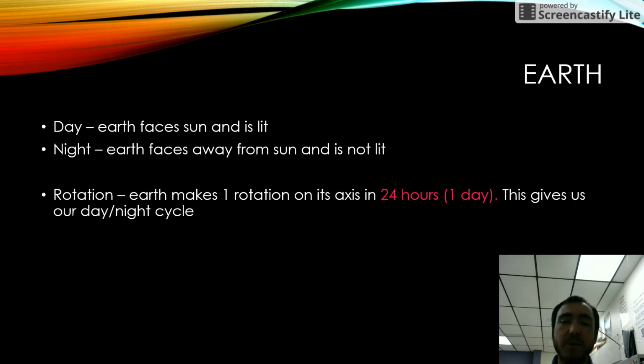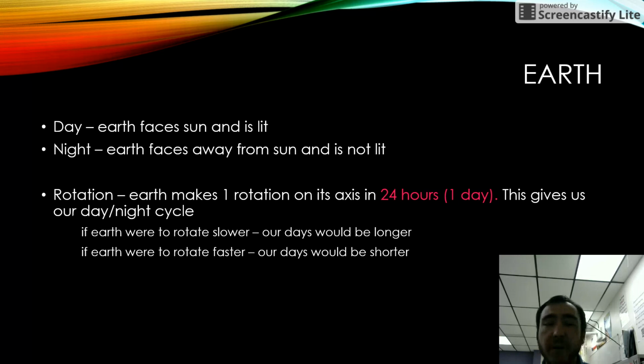Rotation. Well, rotation is what gives us our day-night cycle. Earth makes one rotation on its axis every 24 hours. This gives us our day-night cycle. So 12 hours we're facing the sun. As we rotate around, 12 hours we're not facing the sun. And mixed in those 12 hours is when you get your dawn or your early morning and your dusk and your late evening.